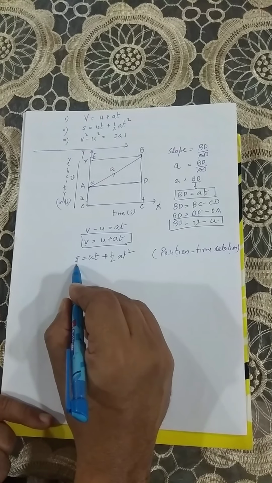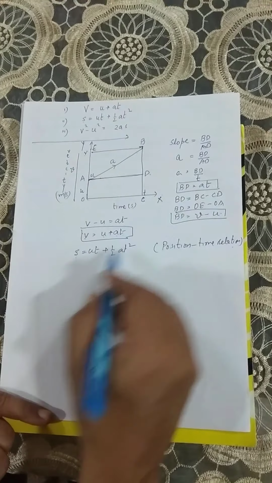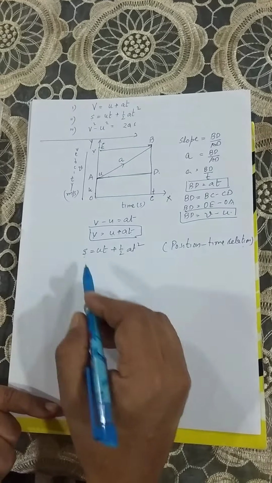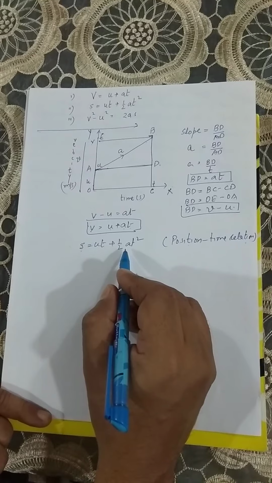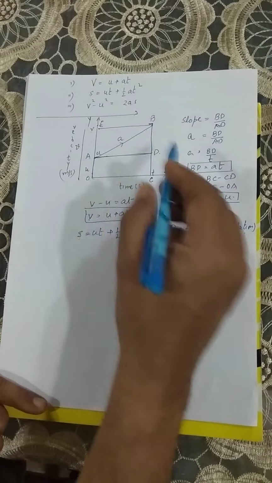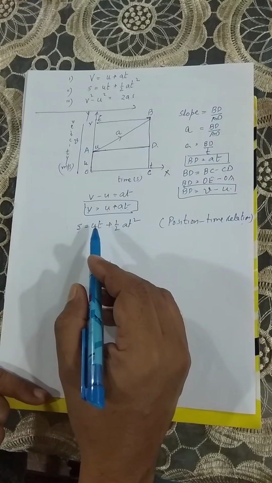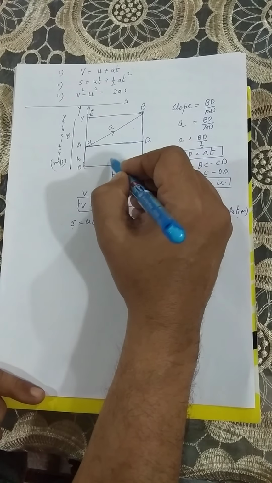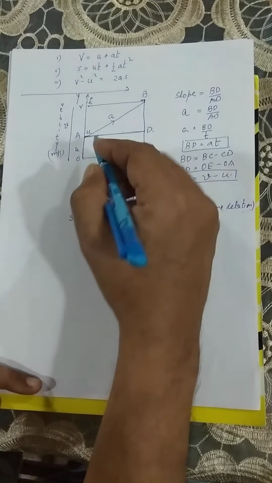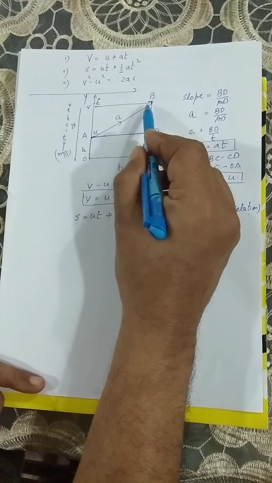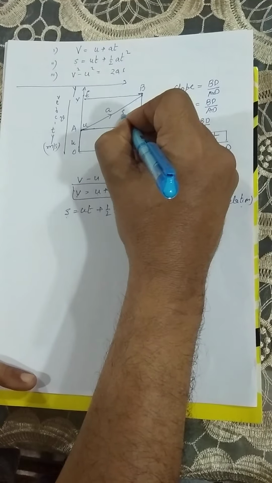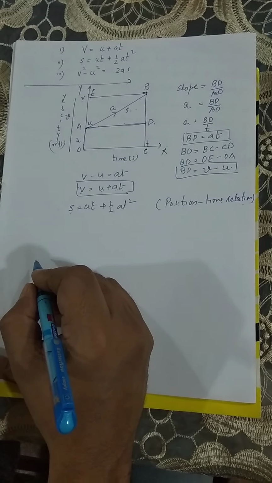s is distance traveled by the body. So in this case, we'll learn how to find the distance traveled by the body. From the previous class, you know that we can calculate the distance traveled by the body from the VT graph as the area under the curve. So let us consider we want to calculate the distance from A to B. Let s be the distance covered by the body from A to B.